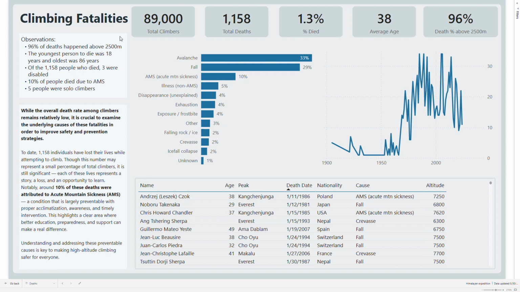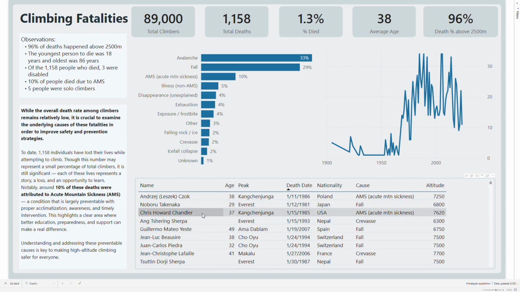And these are some interesting observations I found from the data. The youngest person to die was 18, the oldest was 86, and out of the people who died, three were disabled and five were on a solo hike, and 10% died to AMS. And these are some of my observations and what we can do to prevent it in the future.